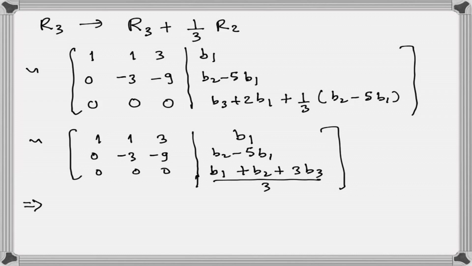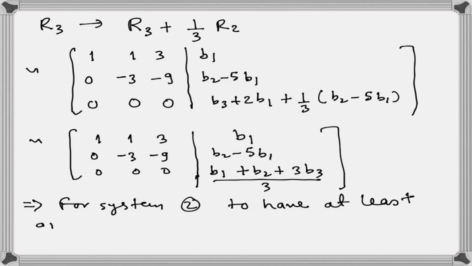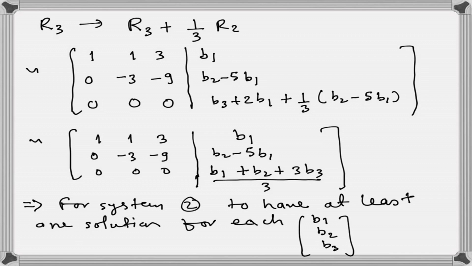So this implies that for the system to have at least one solution, we should have one solution for each b1, b2, b3 belonging to S.